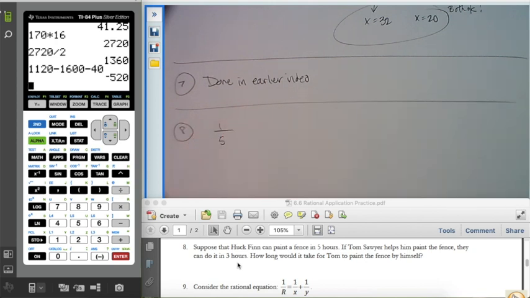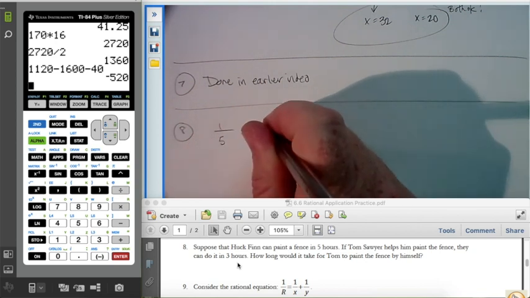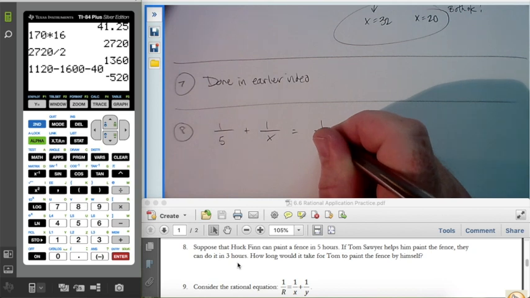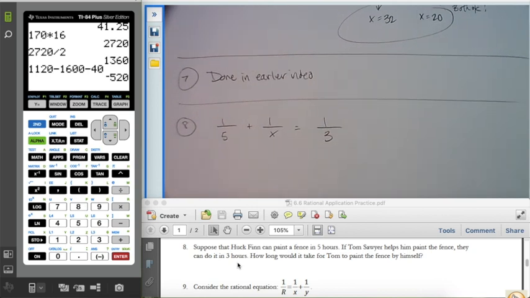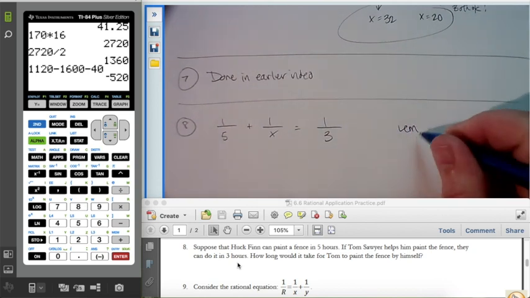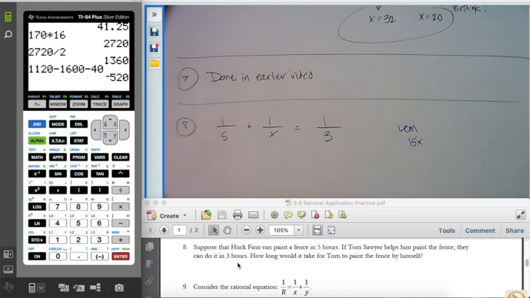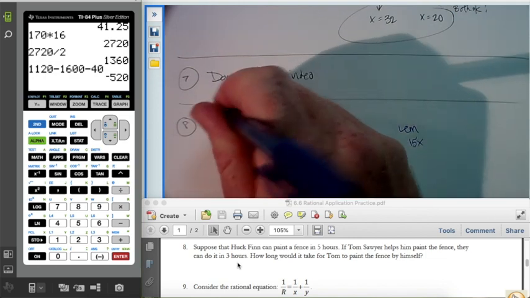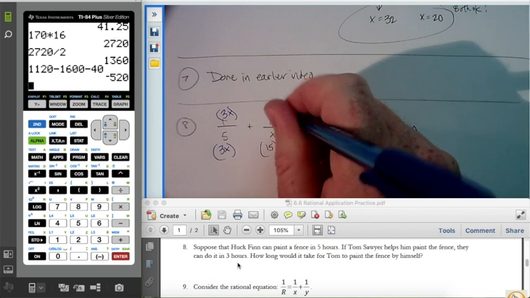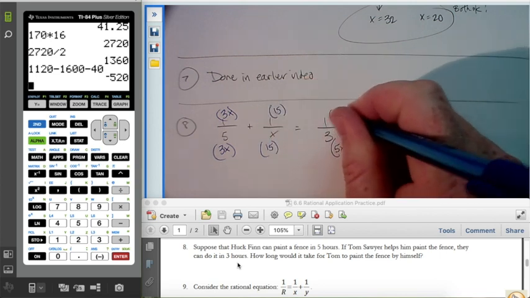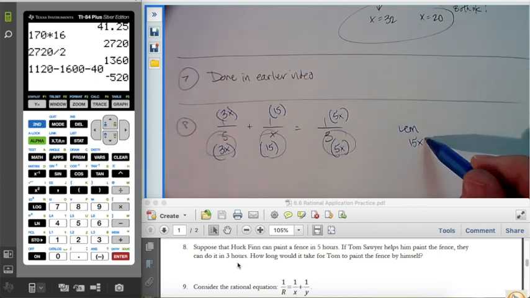Number 8. This is the Tom Sawyer problem. So Huck can paint one fence in 5 hours. Tom can paint one fence in I don't know how many hours, but working together they can paint one fence in 3 hours. Least common multiple looks like it's 15x. So I'm going to work to get 15x into every denominator.